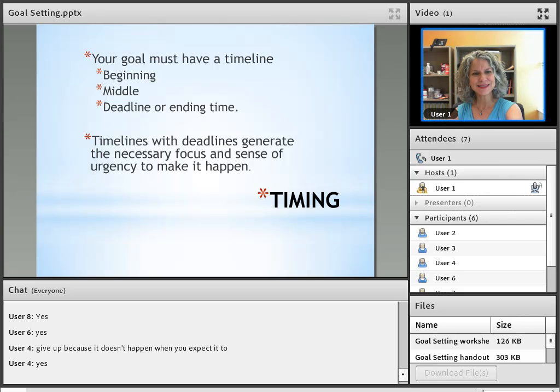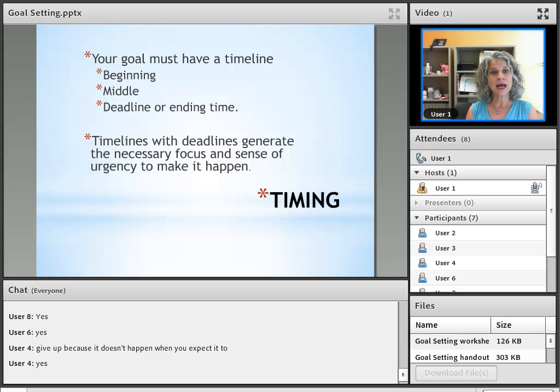Okay, here's where we get to the nitty-gritty. Your goal must have a timeline. So my recommendation is to start with the end in mind, right? But you got to start. So it needs to have a beginning point. It needs to have some structure to it. A beginning, a process in the middle, and then a deadline or an ending time. Okay? And the deadline, the ending time, the process in the middle, the starting time needs to be realistic and relevant to what you're working on.